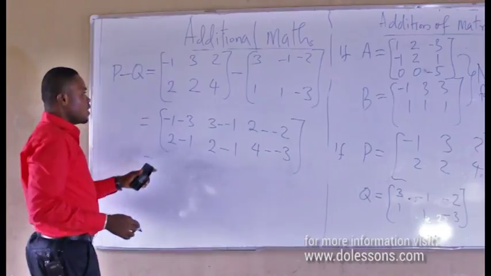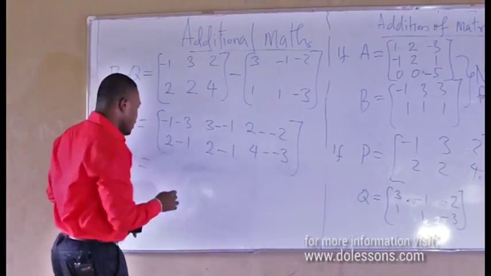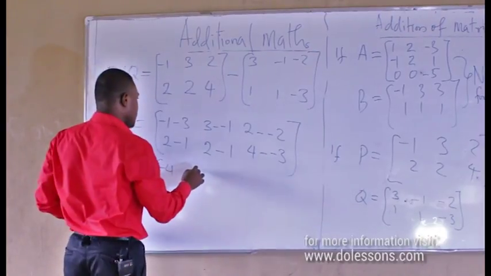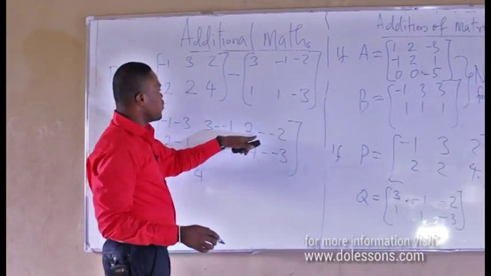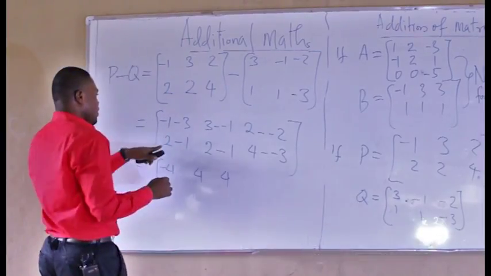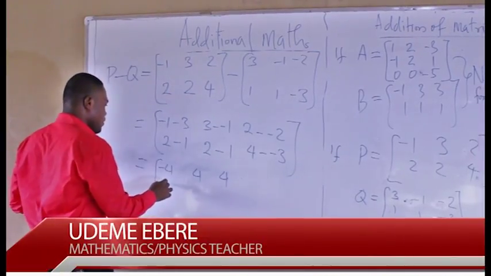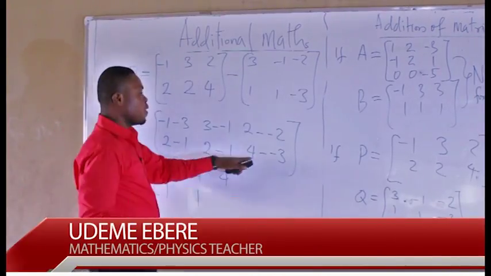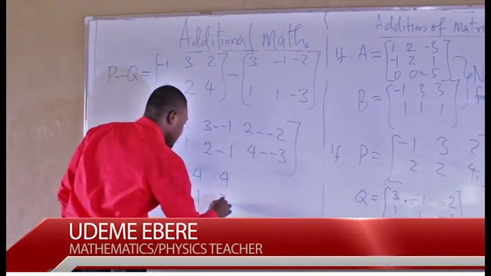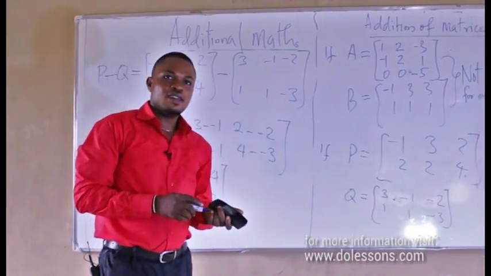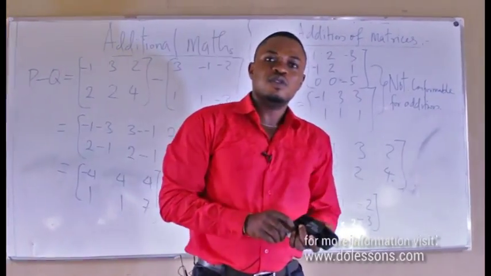And so we now have minus 1 minus 3 gives us minus 4. 3 minus minus 1 gives us 4. 2 minus minus 2 gives us 4. 2 minus 1 here gives us 1. 2 minus 1 here gives us 1. And 4 minus minus 3 gives us 7. So that is the subtraction of the two matrices.